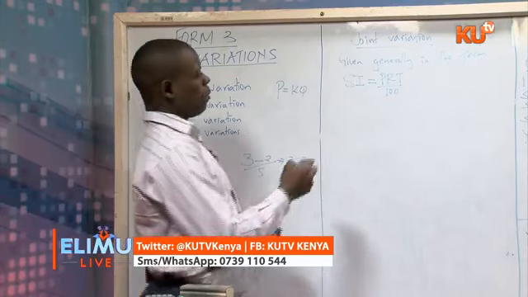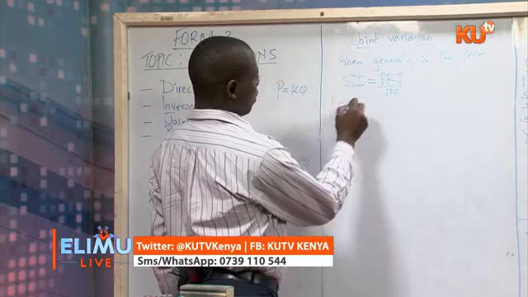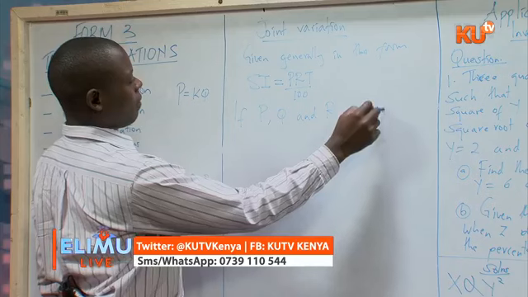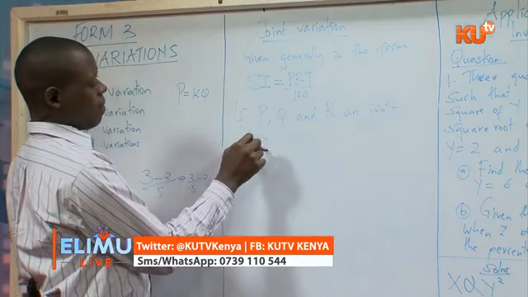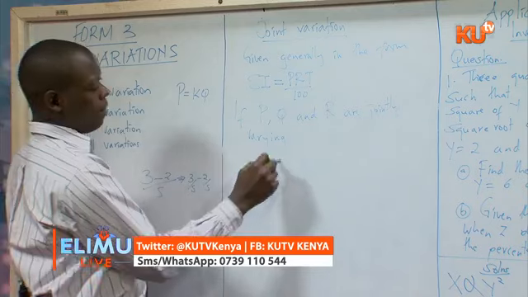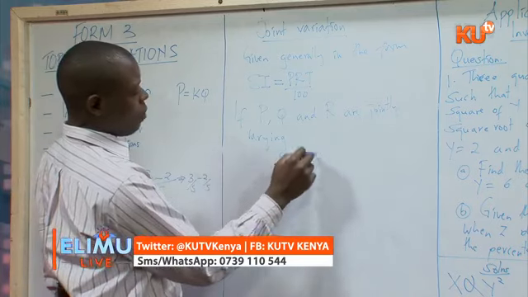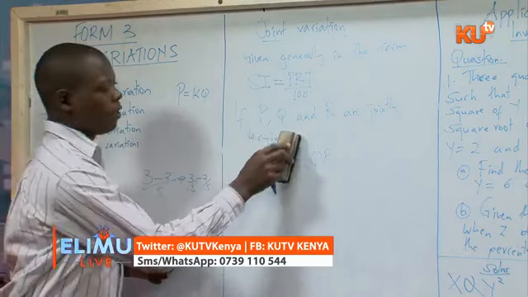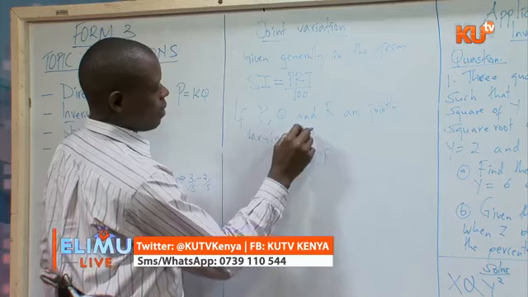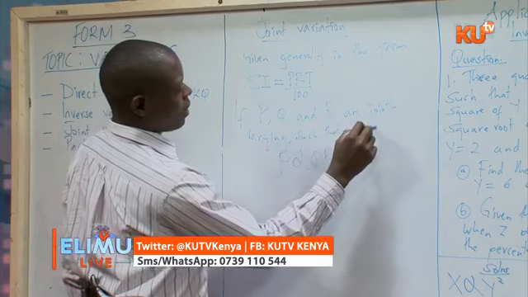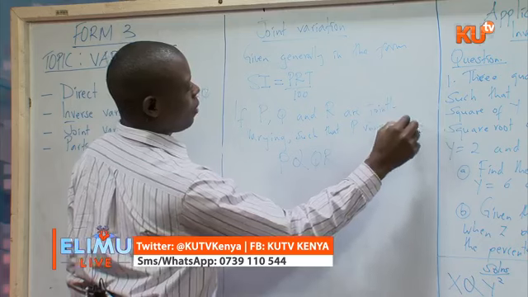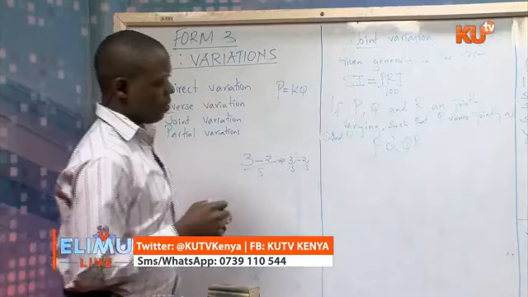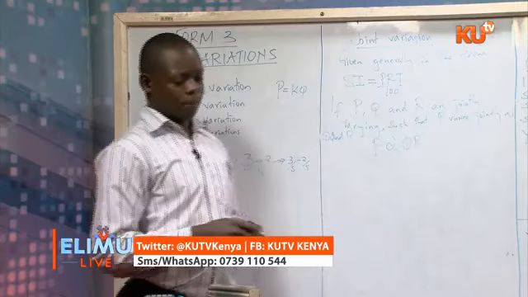And so, in the case for quantities P, Q, and R, if P, Q, and R are jointly varying, then we'll say P varies jointly as Q and R. This is jointly varying such that P varies jointly as Q and R. Then we have P varying as QR.